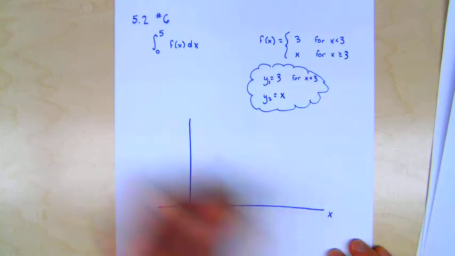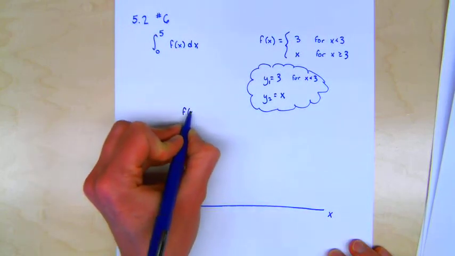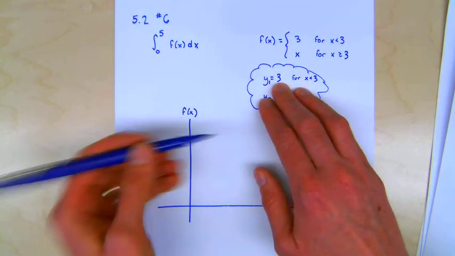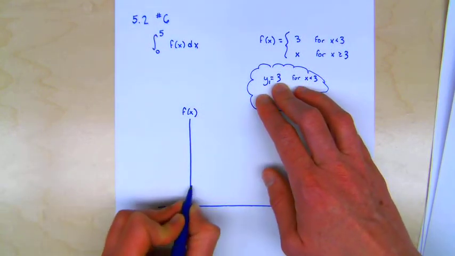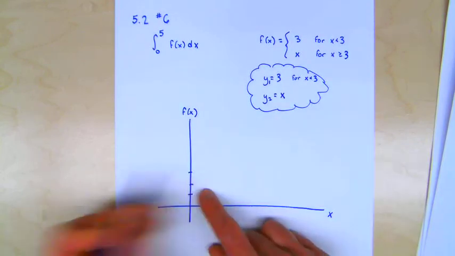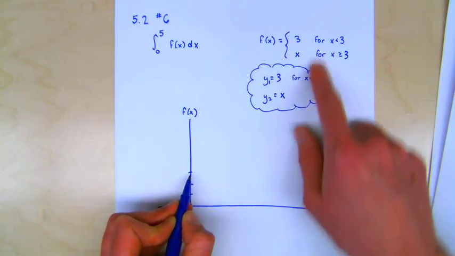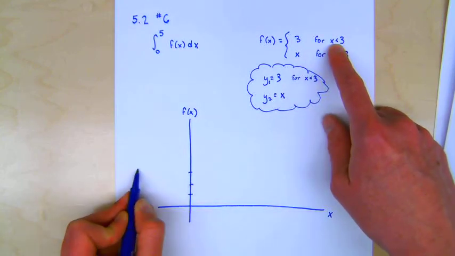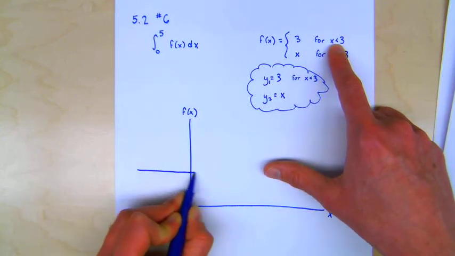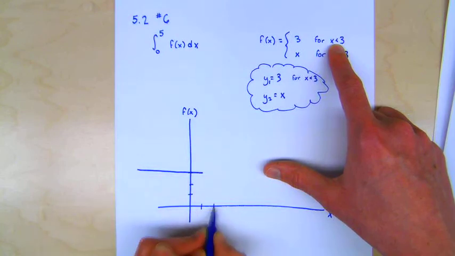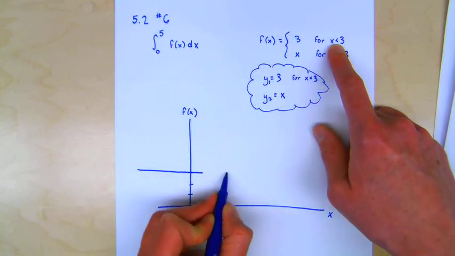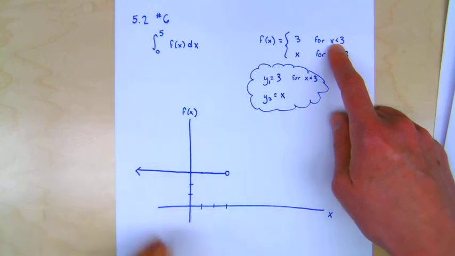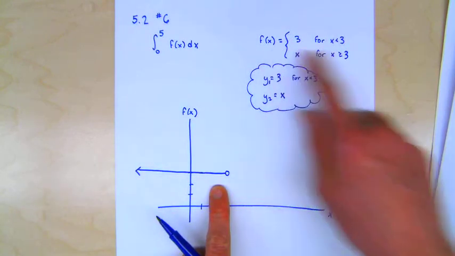Here's my x-axis and my f of x-axis. So my function y equals 3 is just a straight line, where my y values are exactly equal to 3. And my restriction is telling me that it's only going to be the line y equals 3 as long as my x values are less than 3. So as soon as I get to an x value of 3, I'm going to stop. And I've graphed the first piece of this function, the top piece.